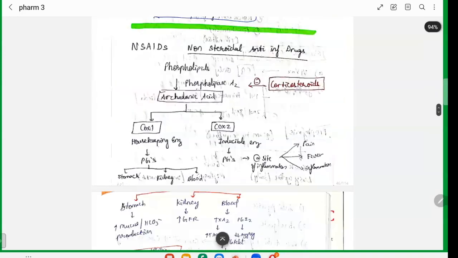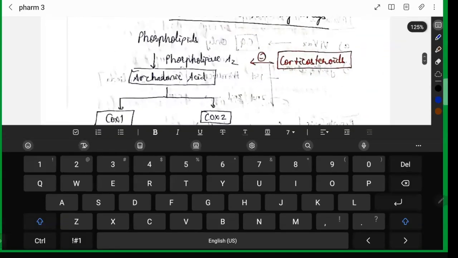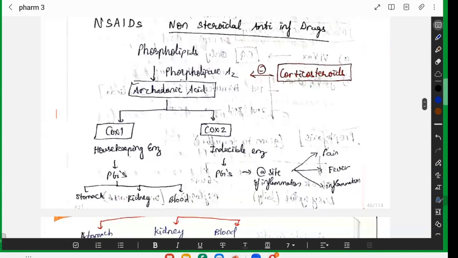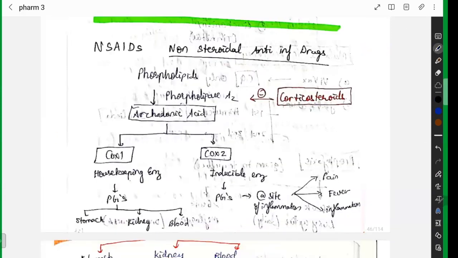Yeah. So NSAID is nothing but non-steroidal anti-inflammatory drug. I'll just tell you this pathway. Listen carefully. You have something called phospholipids. These phospholipids get converted into arachidonic acid in the presence of phospholipase A2.